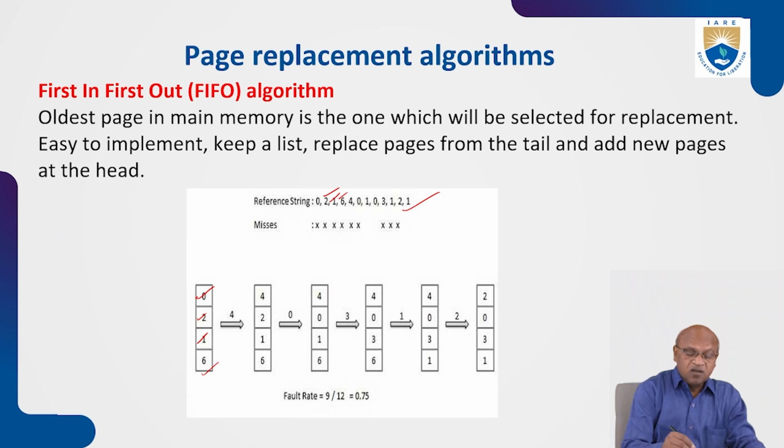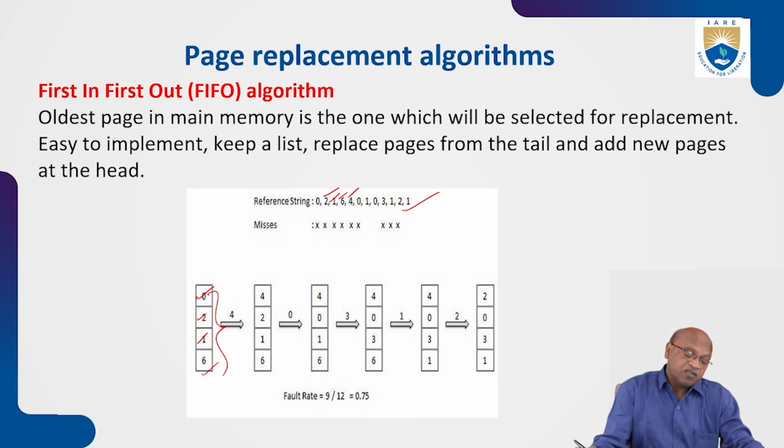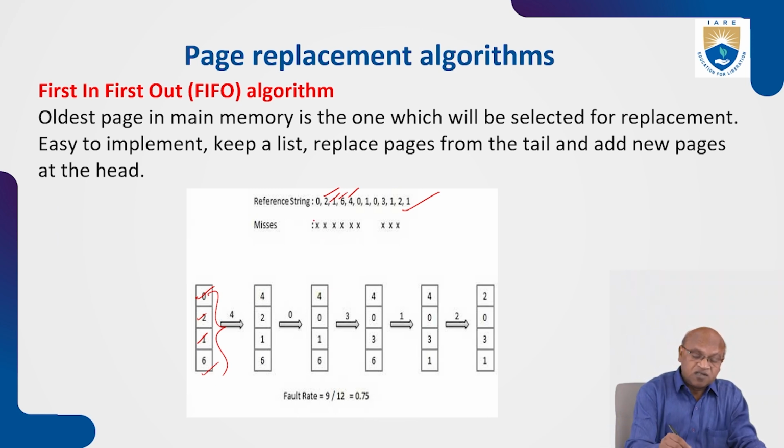Next, we want page 4 from the hard disk to the RAM. Since there is no place in the RAM for page 4, we are demanding page number 4 from the hard disk, but there is no free frame for it. In that case, a page fault occurred.